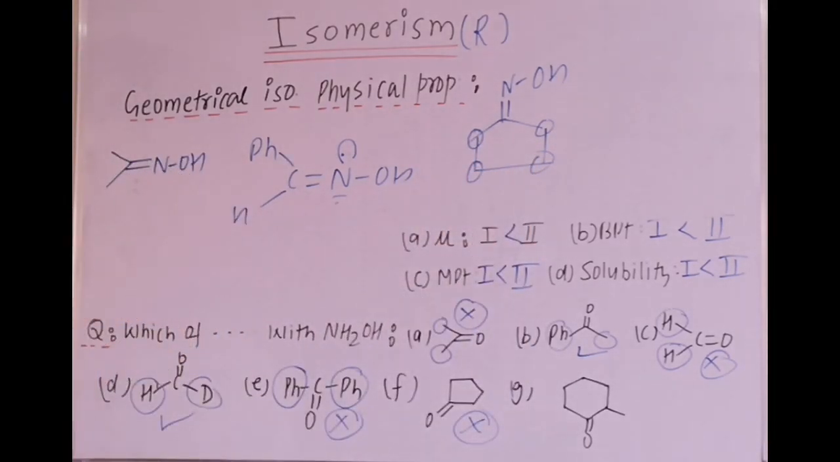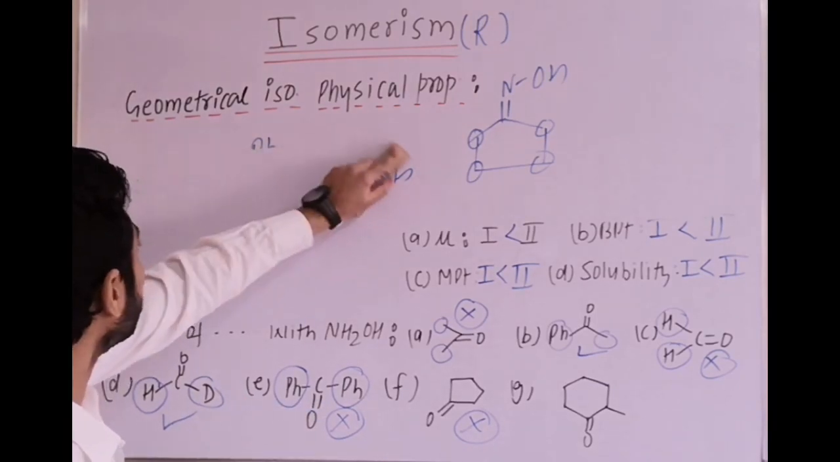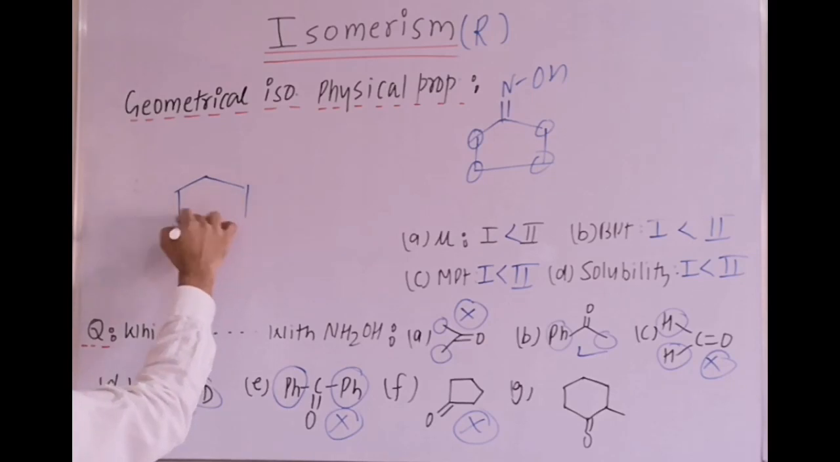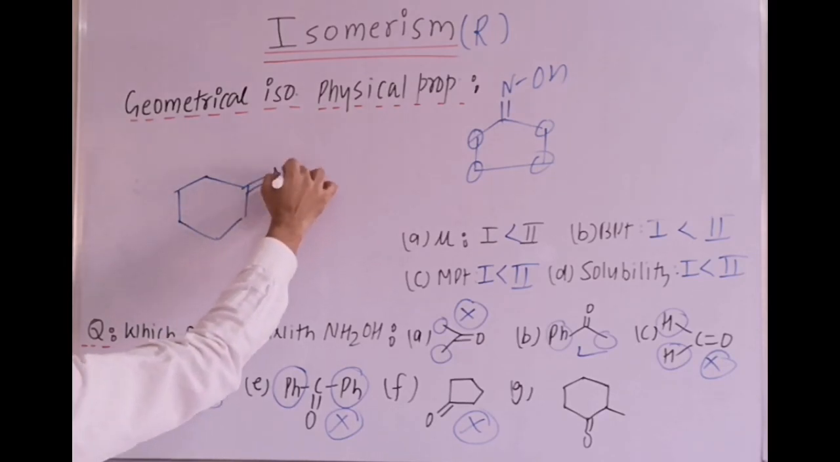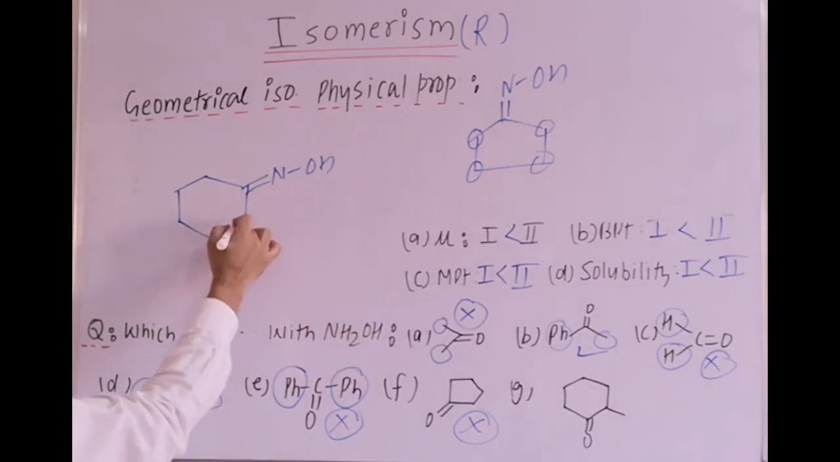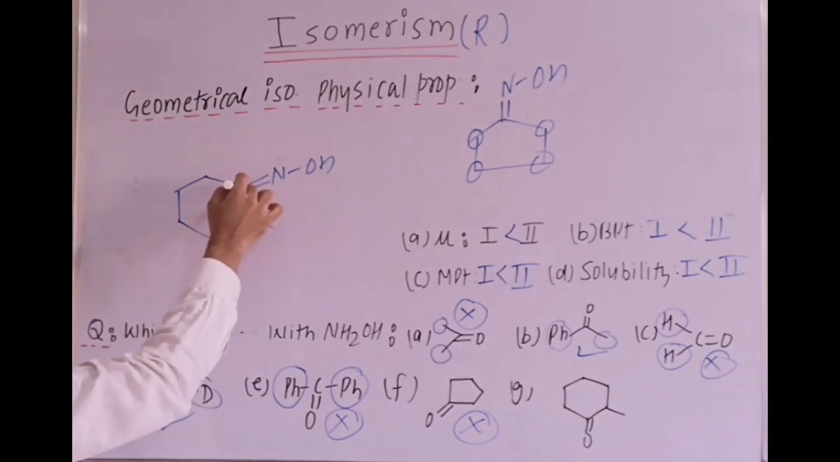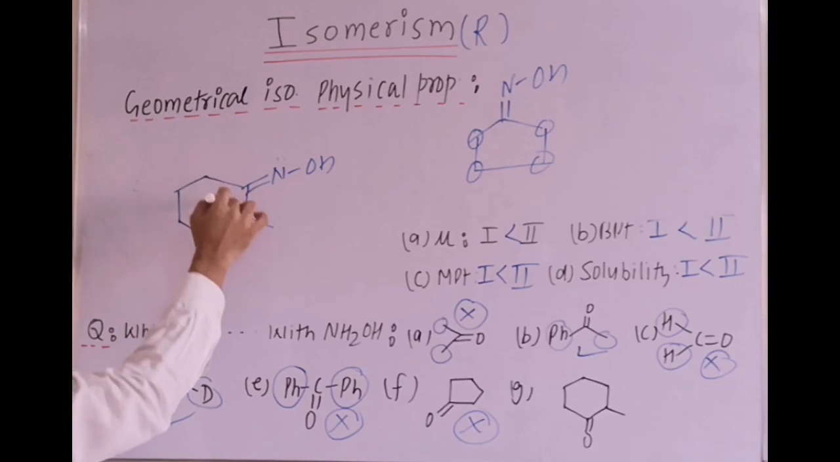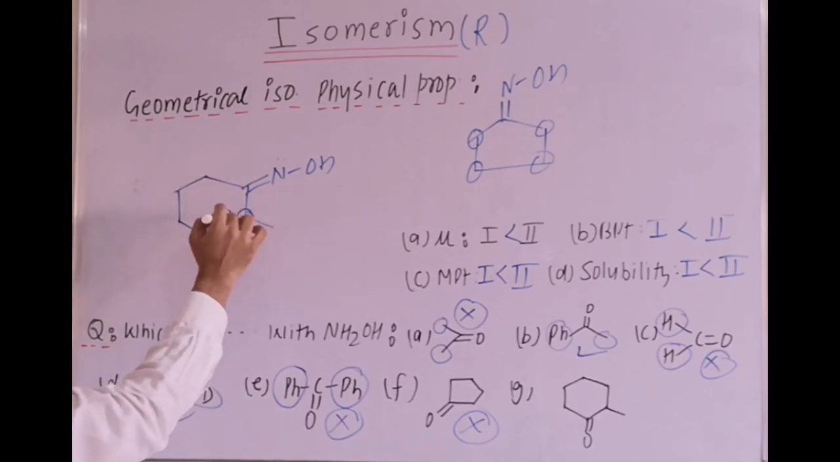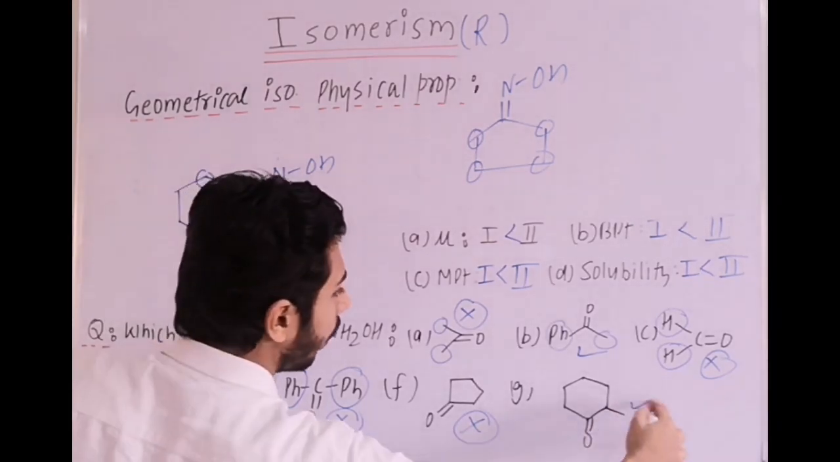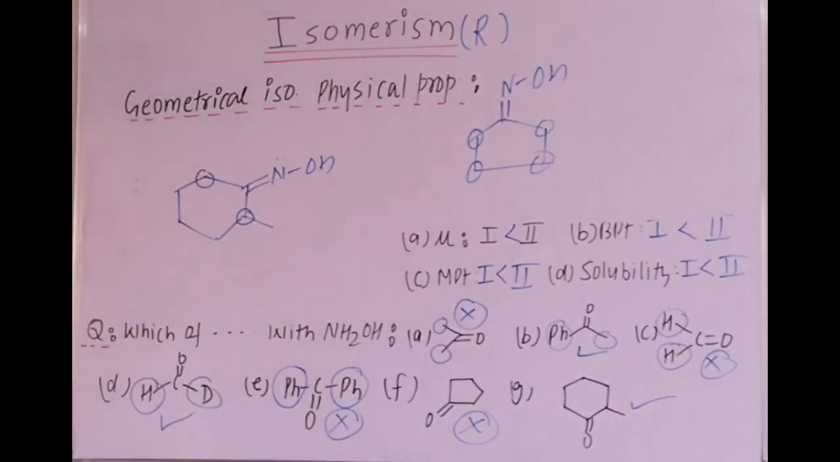In the next example, if you write the product, it will be like this. And on either side you can mention that. Now, double bond, two different groups. Now with this carbon, adjacent is CH2, but here it is different, it is CH. That means these two are different groups, and the oxime formed by this compound shows geometrical isomerism.